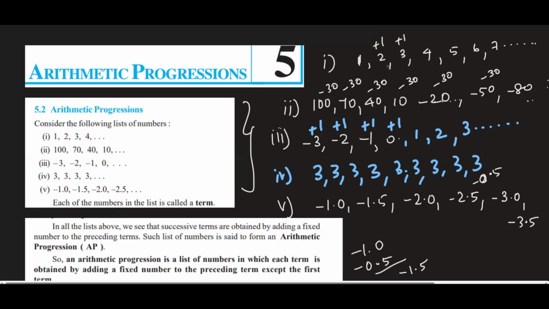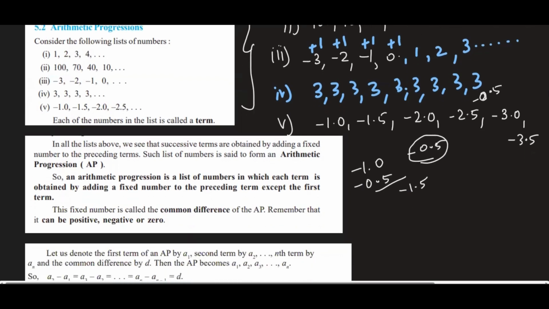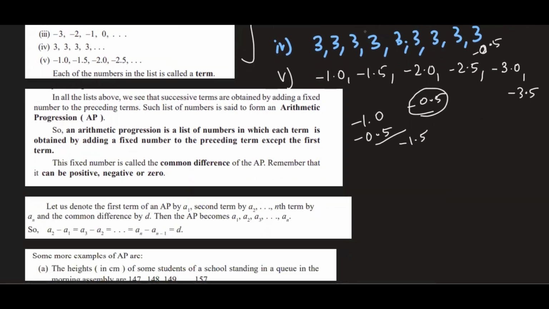Now, what do we notice here? Basically, there is some pattern going on. In the first case, it was plus 1, plus 1, plus 1. In the second case, it was minus 30 throughout the series. In the third, again, plus 1. And the fourth one is a peculiar one, which is actually 0. So here, the common difference is 0. And in the last case, if you notice, it is minus 0.5. Each of the numbers in this list is called a term. Now we will see the definition of arithmetic progression.